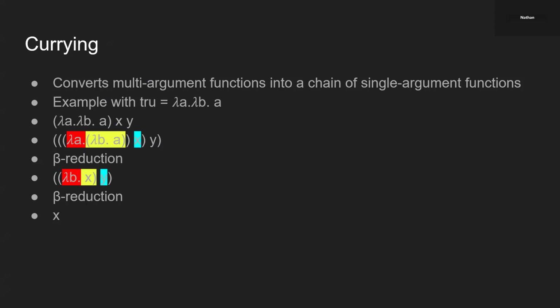They're all basically curried abstractions, a chain of single arguments. I'll go into an example right now. So this is the true function, right?